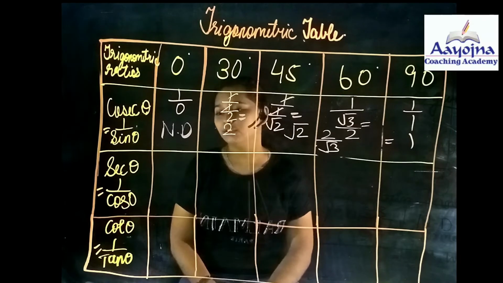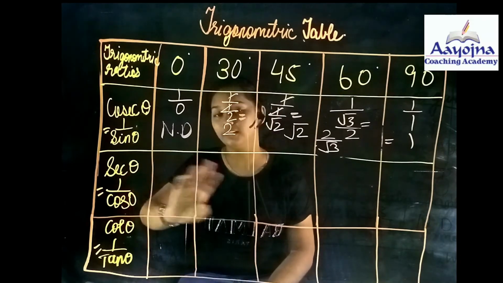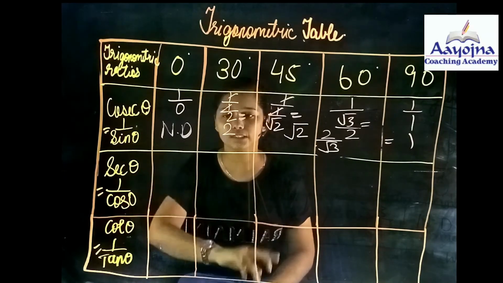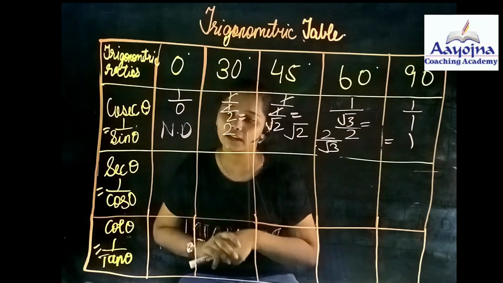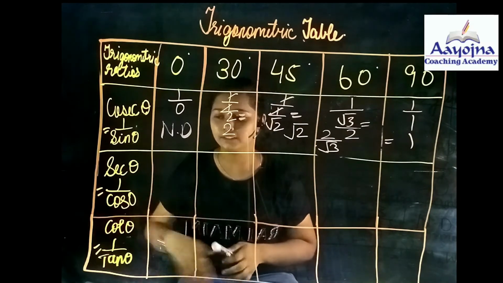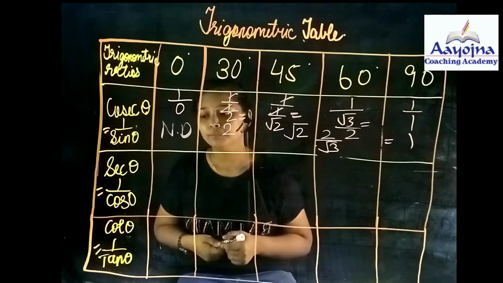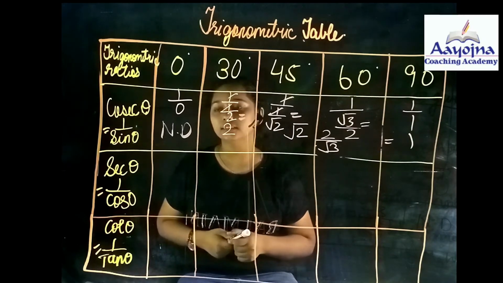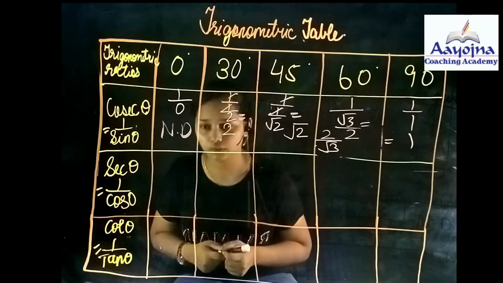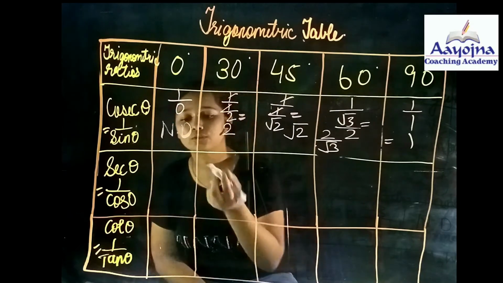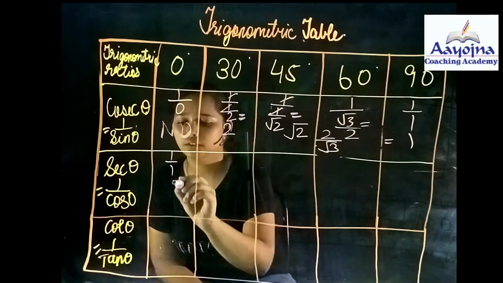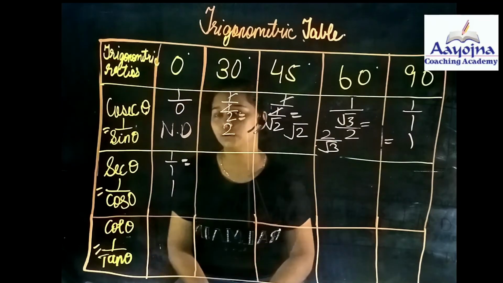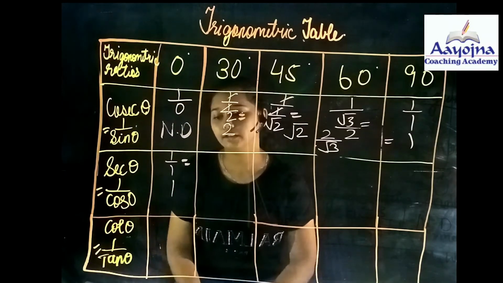Now we will find the values for sec theta. The formula that we can use over here is 1 upon cos theta. I will tell you one more way how we can find it. First we will find it by this formula, that is 1 upon cos theta. The value for cos 0 degree is 1. We will divide 1 upon 1, so it becomes 1. So the value for sec 0 degree becomes 1.